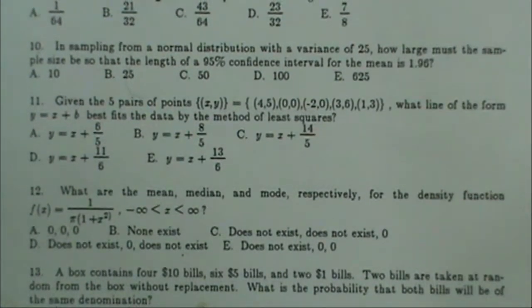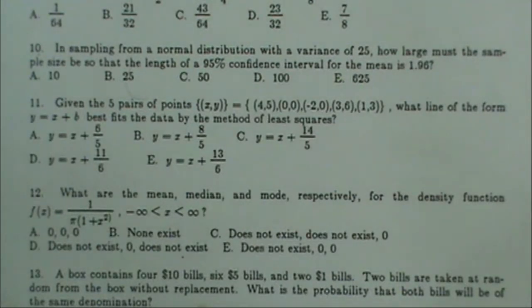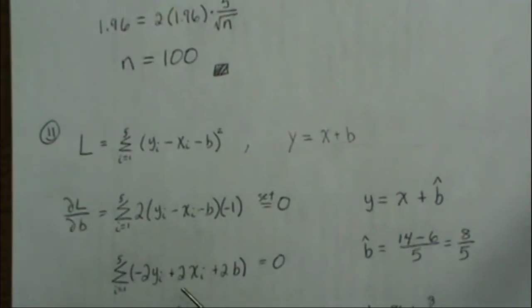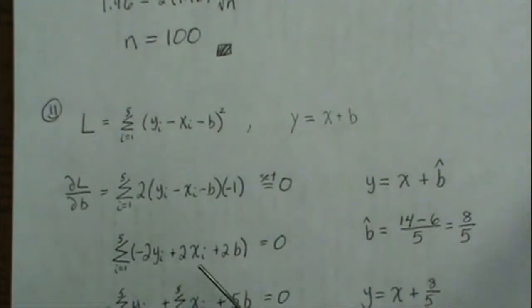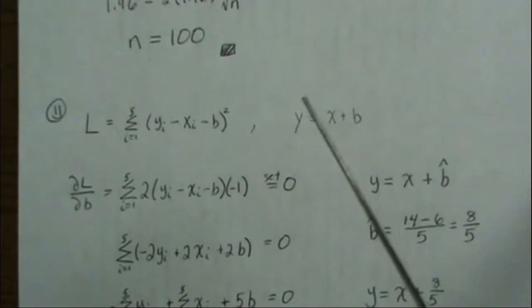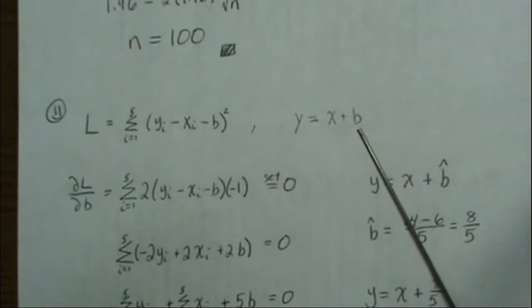Problem 11. Given the 5 pairs of points, what line of the form y equal x plus b best fits the data by the method of least squares? Problem 11, we want to find the least squares estimator of 5 observations, and this was the form of the line that we want to find the least squares estimator of b here.